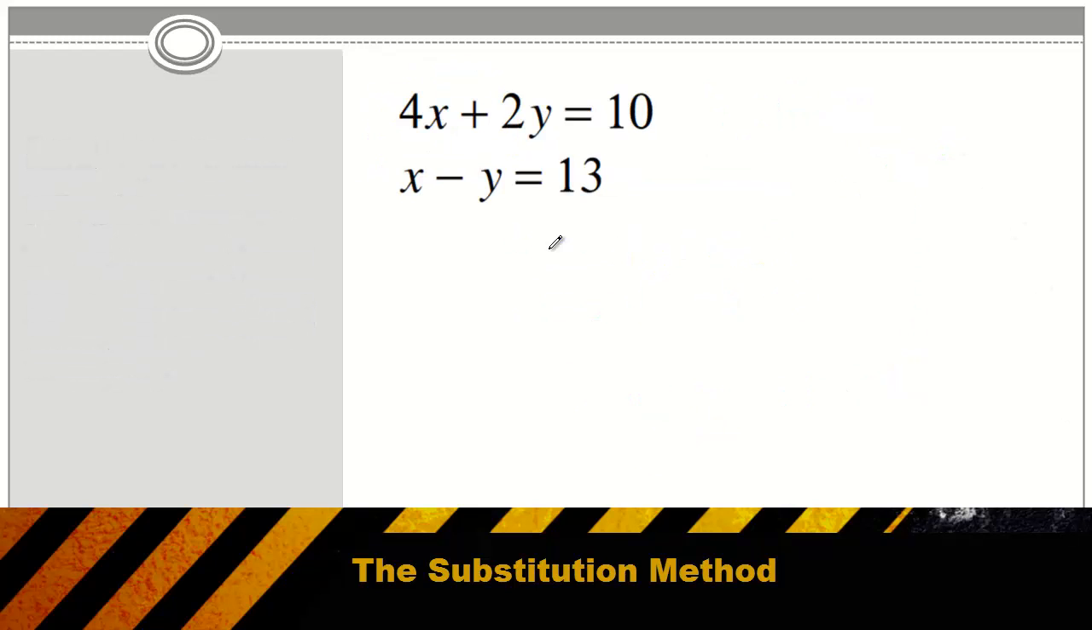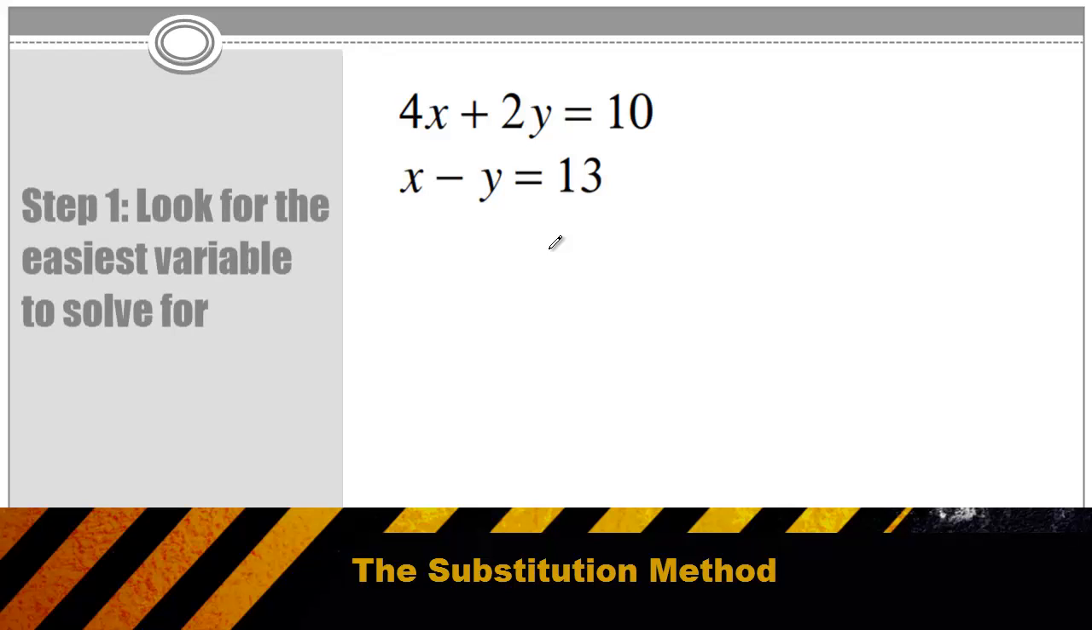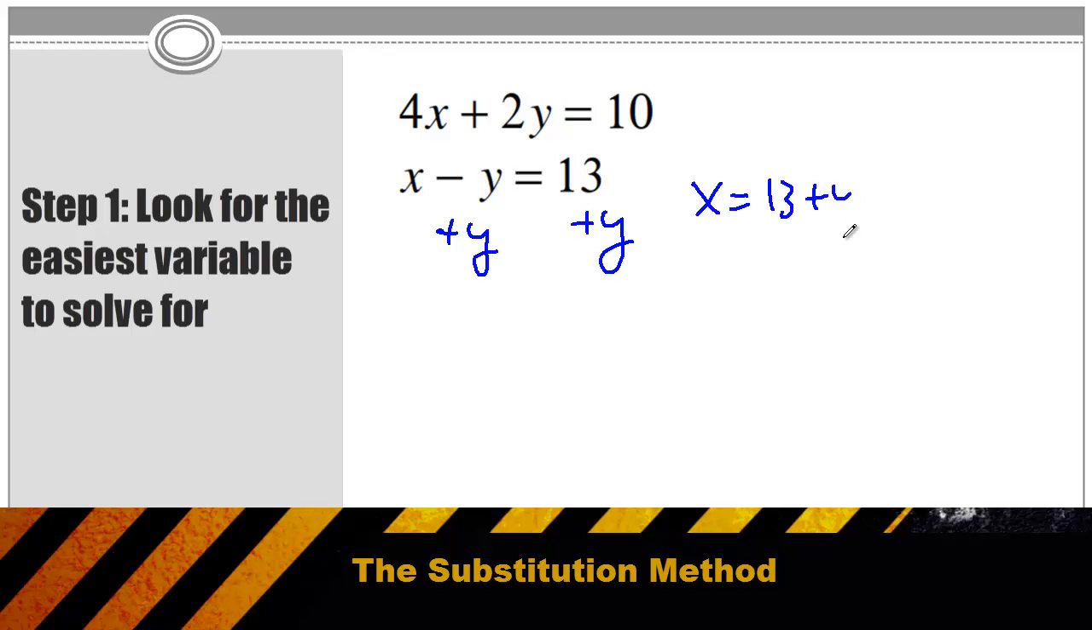In this problem set, they weren't nice enough to isolate a variable for us, so we're going to have to do that on our own. It doesn't matter whether you solve for x or y first. You simply want to look for whichever variable is the easiest to solve for. From here, I can see that adding y to both sides of my second equation will give me x by itself. So I can write the equation that x is equal to 13 plus y.